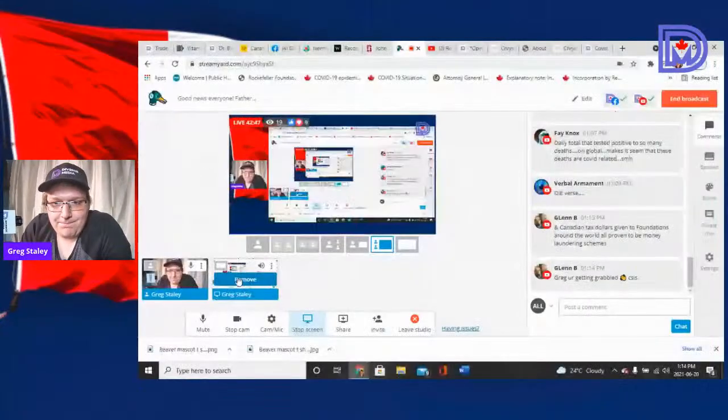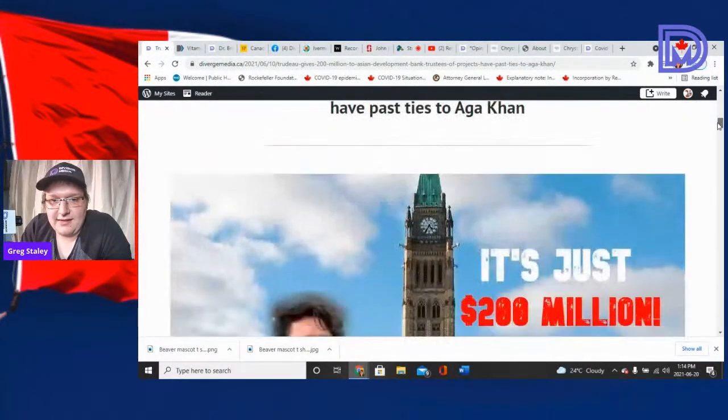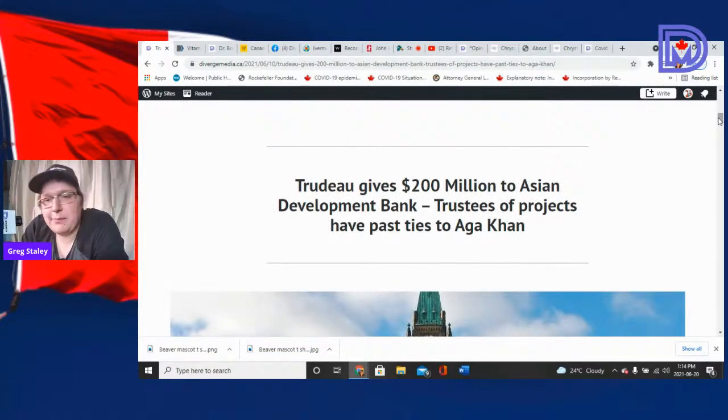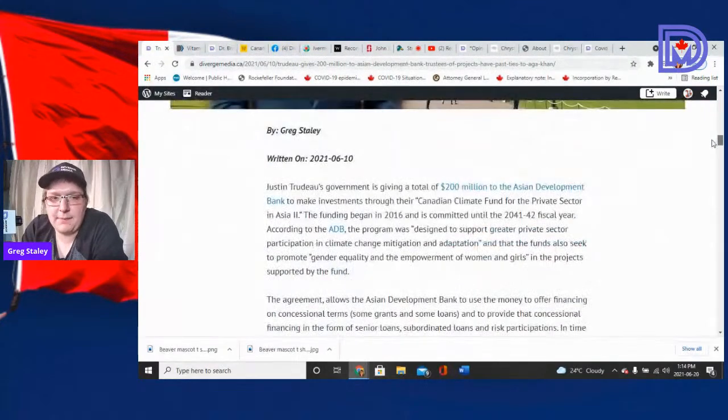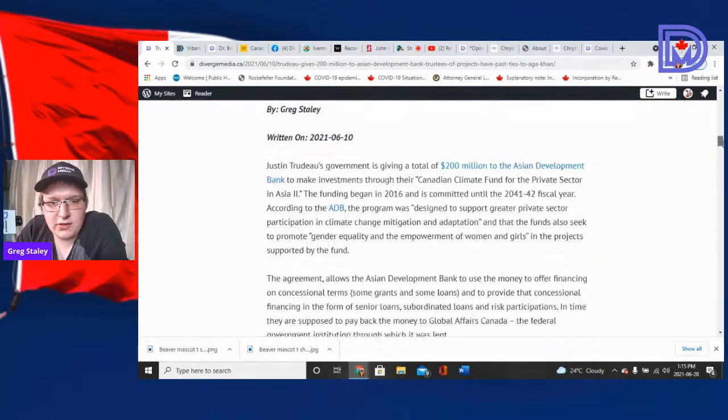Here's another one I wrote, and I'm going to keep bringing these up because these research pieces need to get out. There's a lot of information that needs to come out. For instance, here's another one: Trudeau gave $200 million to the Asian Development Bank, and the trustees of the projects have past ties to the Aga Khan. This was written on the 10th of June, 10 days ago. So Trudeau gave $200 million to the Asian Development Bank to make investments through their Canadian Climate Fund for the private sector in Asia. The funding began in 2016. It's committed until the 2041-42 fiscal year. According to the program, it is designed to support greater private sector participation in climate change mitigation and adaptation, and also promote gender equality and the empowerment of women and girls.